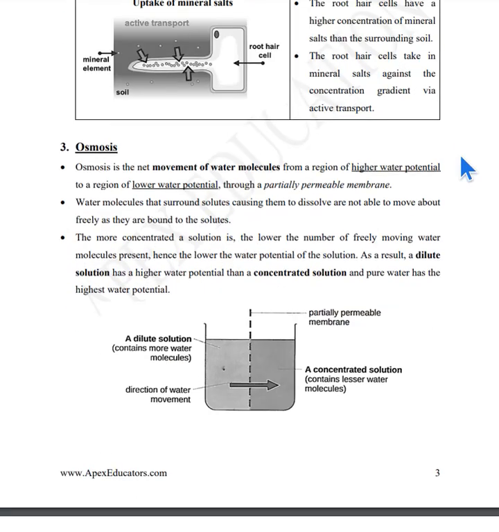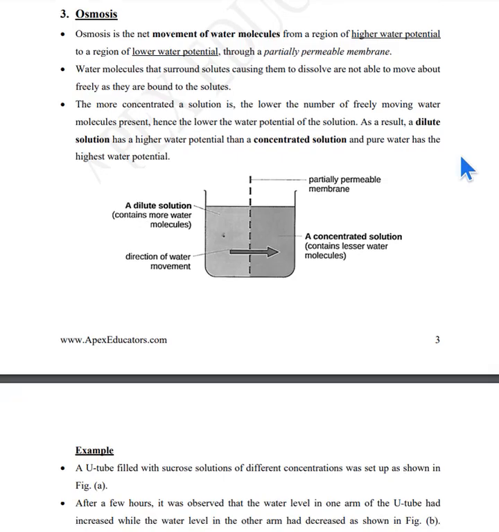Point 3, osmosis. You need to tell me that osmosis is the net movement of water molecules from a region of higher water potential to a region of lower water potential through a partially permeable membrane. You need to state partially permeable membrane. Those three words are super important in the osmosis definition.